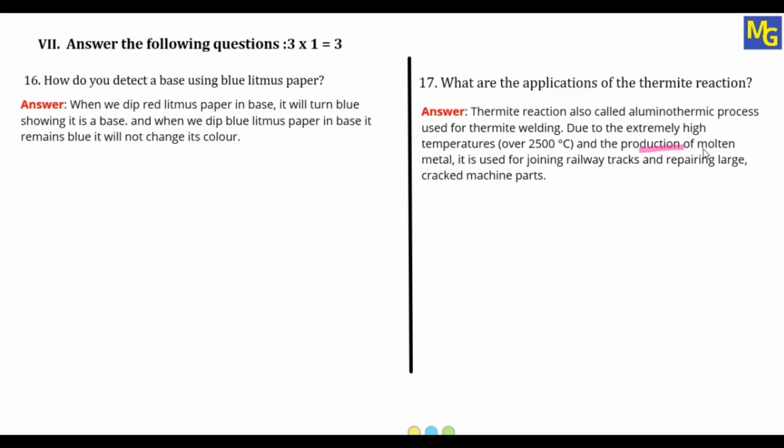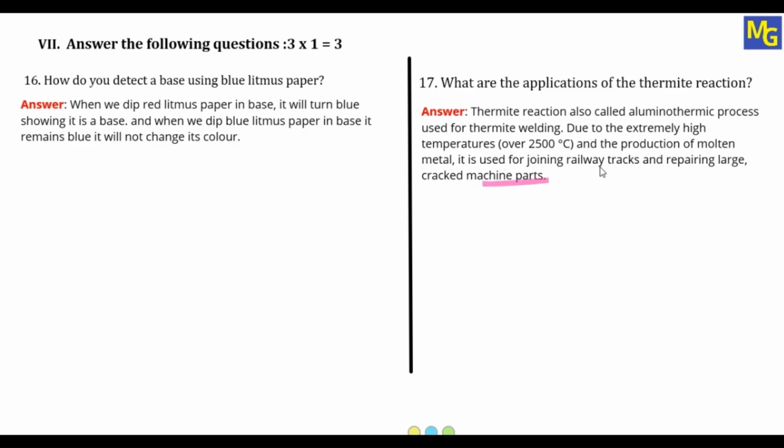And the production of molten metal. In this process, whatever pure metal is produced will be in the molten form. Because of such a high temperature, the pure metal which has been formed will be melted, so it will be in the molten form. And due to this property, it is used for joining railway tracks and repairing large cracked machine parts.